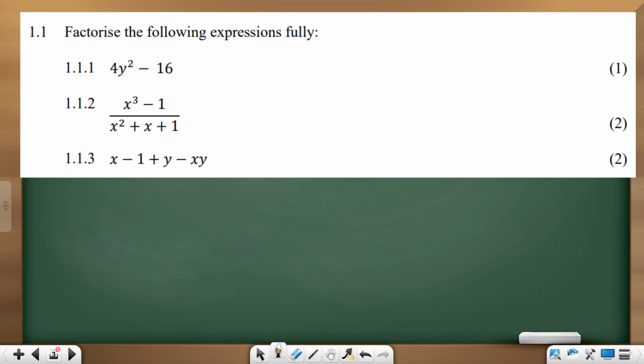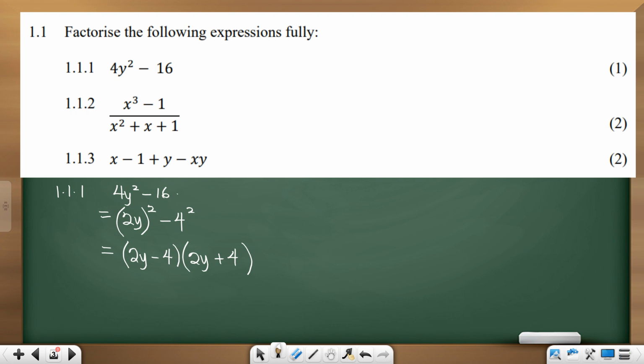All right, let's run. Oh, 1.1.1, very similar. Again, it's a difference of 2 squares. 4y squared minus 16. This can be written as 2y, all what? Squared. I hope you see that. Because 2 squared would give me 4, y squared will give me y squared, and minus 4 squared. Which then gives me 2 brackets immediately: 2y minus 4 and 2y plus 4. So once you write it as even exponents, we can then open up 2 brackets.